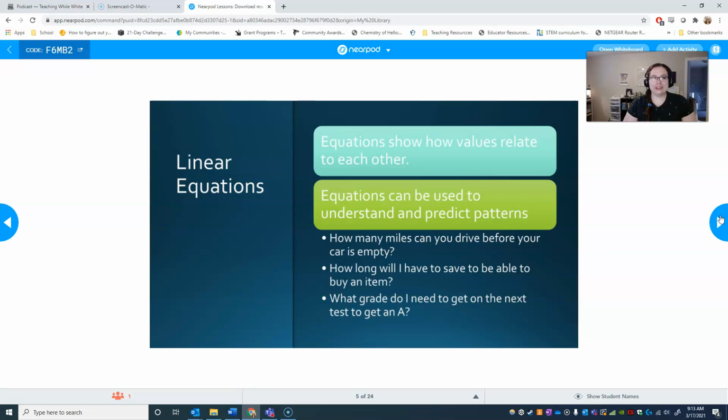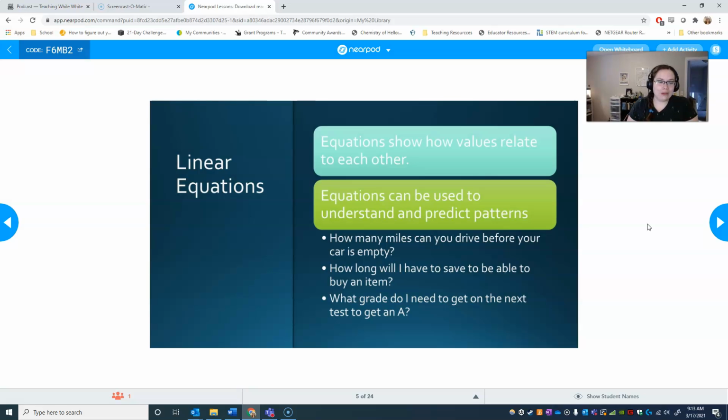Linear equations are one of the most common kinds of relationships formed by real-world situations. There's three here that are examples of linear equations. Number one is how many miles can you drive before your car runs out of gas. That is a linear relationship, and you can use that to figure out how far you can go.